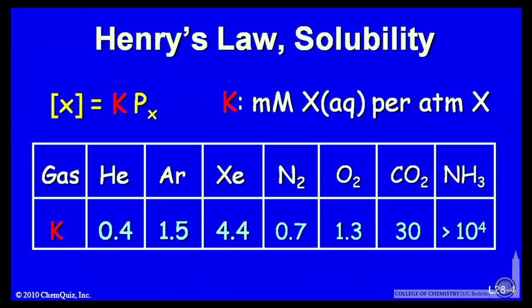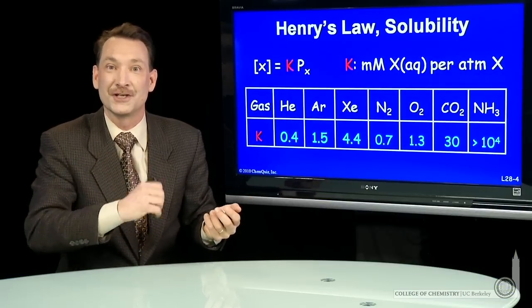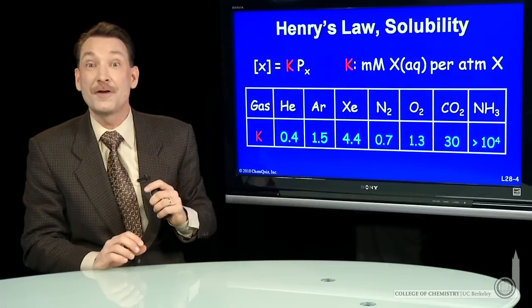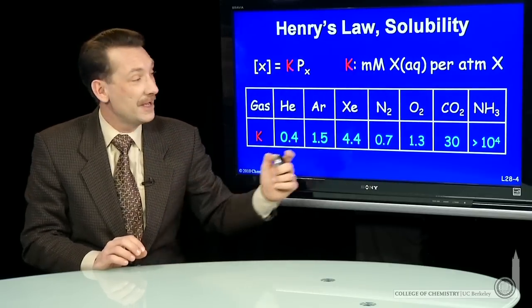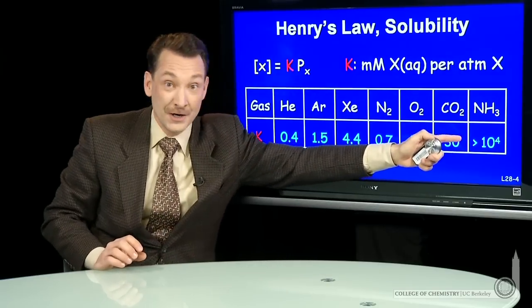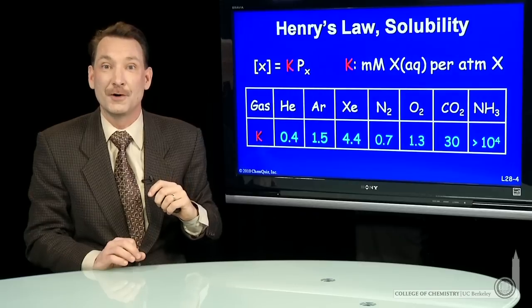Carbon dioxide, more soluble than all these combined so far. And we use carbon dioxide in carbonated beverages to get those bubbles when the carbon dioxide starts to come out of solution and form carbon dioxide gas. Ammonia, by far the most soluble. And when ammonia dissolves, there's a large K, and we get a high concentration of dissolved ammonia.